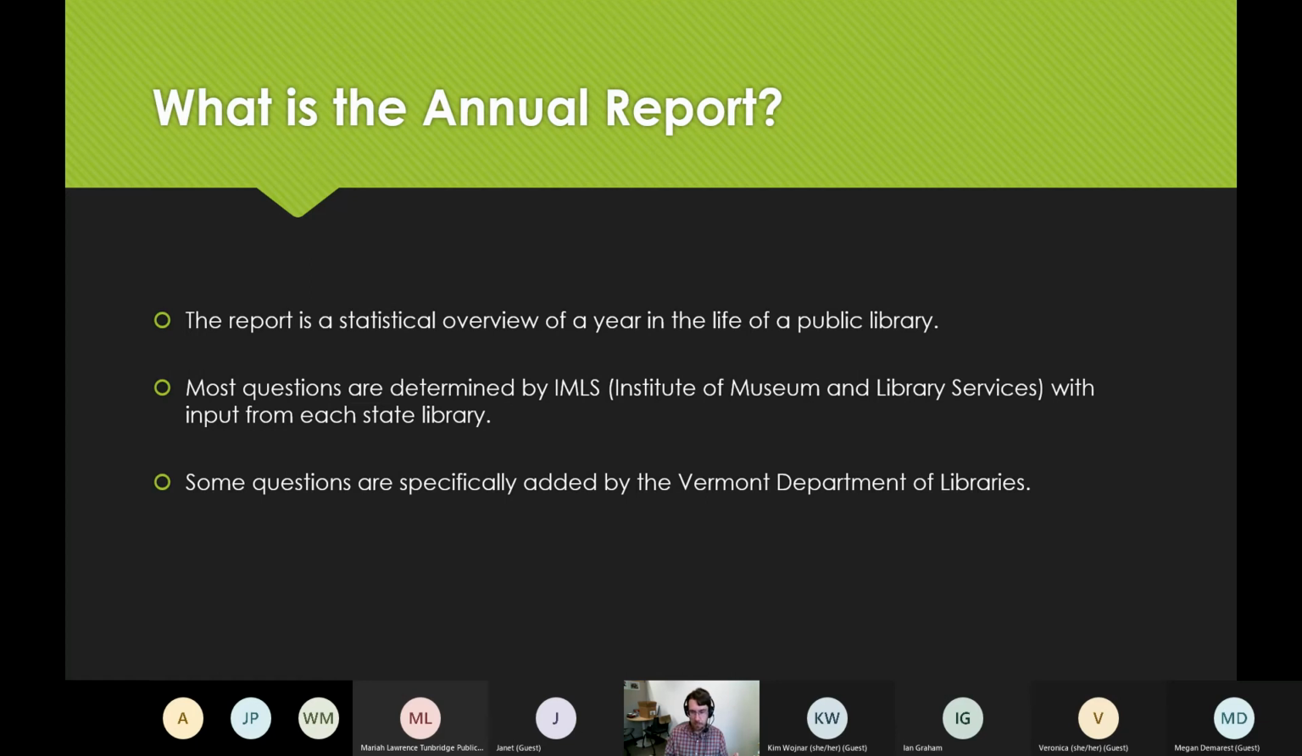They develop the questions with input from the state data folks at each state library. So every year, and you'll see this later, there are a few changes about how we're going to do it. Questions get added, subtracted, etc. There's a bunch of questions that IMLS asks everyone, and then every state library is welcome to add its own questions. So about a third, maybe a quarter of the questions are ones that Vermont has added on its own. So that's generally what the report is.